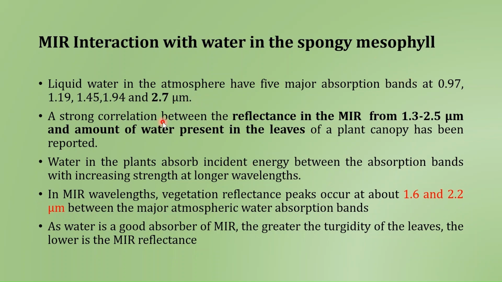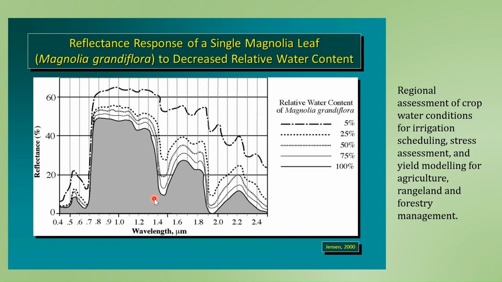So if the plant is in turgid condition or if it is having less amount of water, accordingly the reflectance varies, because water is a good absorber of mid-infrared. So the greater the turgidity of the leaves, the lower will be the mid-infrared reflectance. This can be more clear from the reflective response of a single magnolia leaf to decreased relative water content, and this image has been taken from Jensen 2000.